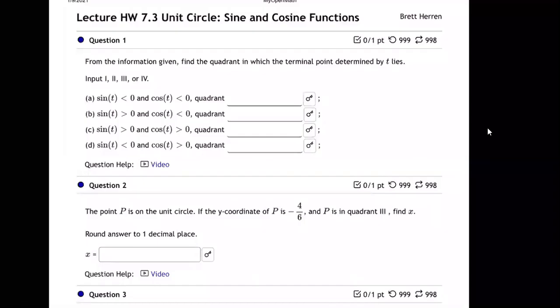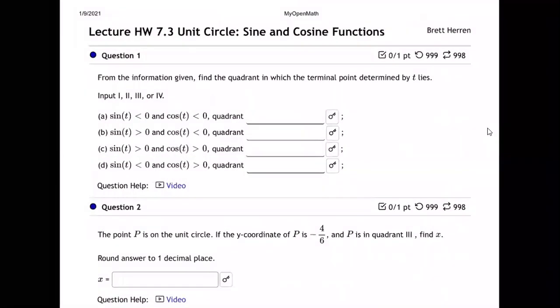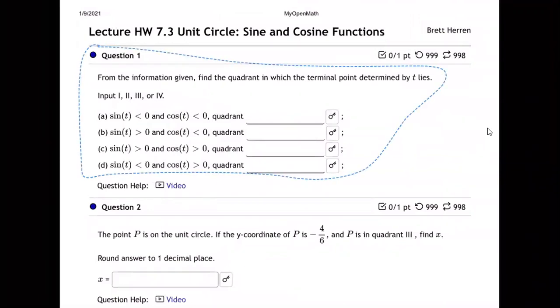Okay, so down here they're telling us information about the sine and the cosine, and they want us to figure out the quadrant. How do we do that? In fact, let me move this down so we have it a little more easily accessible.